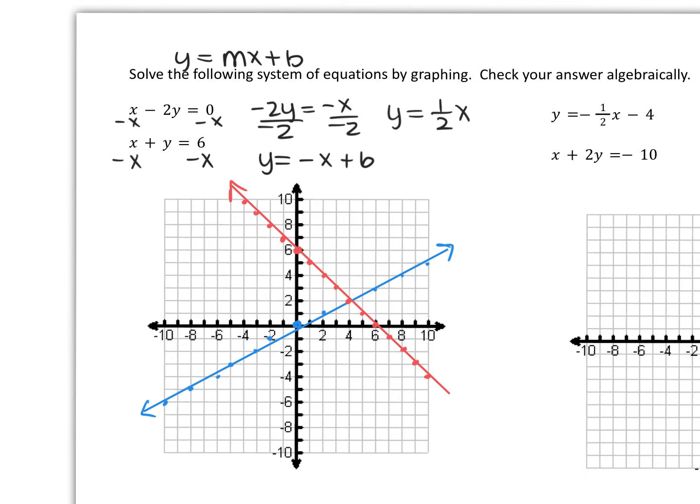Connect my points, and I have my system of equations. So the point where they intersect is right there, which is going to be at 4, 2. So remember, we always write x and then y. If you don't remember, the x-axis is the one that goes left to right, and the y-axis goes up and down.